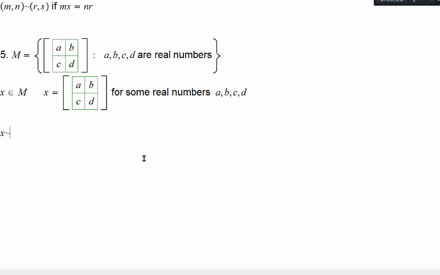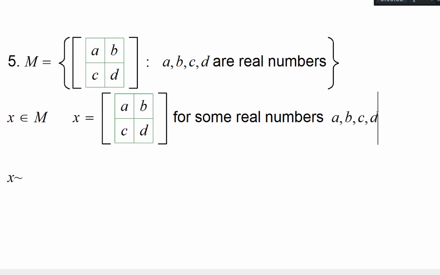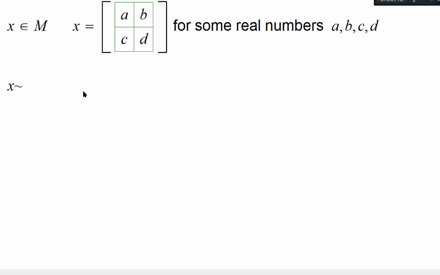Now that I've shown you that this is one line, let me increase the font size because I'm going mostly by my vision. So here, X is related to Y if XY is YX, okay?